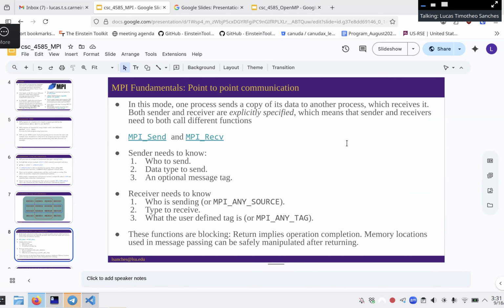So there are many ways of doing communication using MPI. We are only going to see one, and it's the most basic one, which is called point-to-point communication.